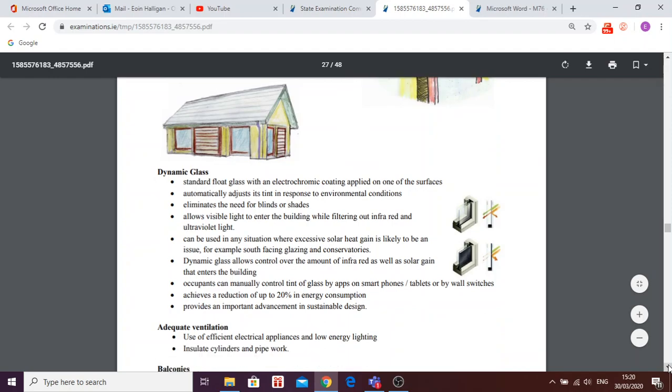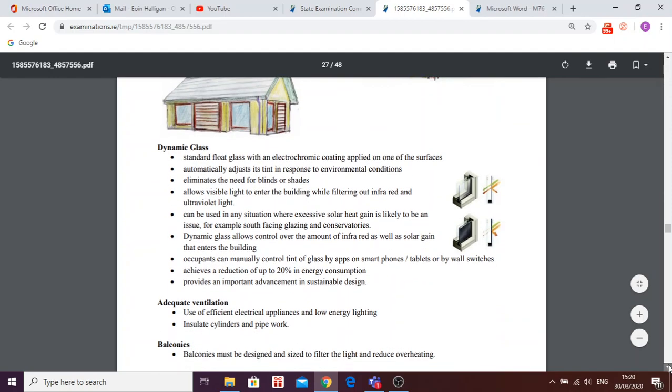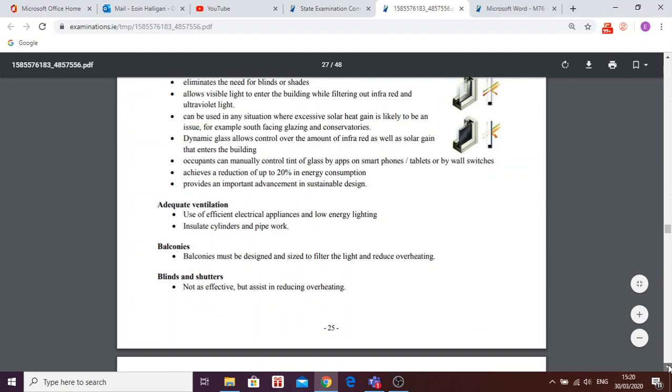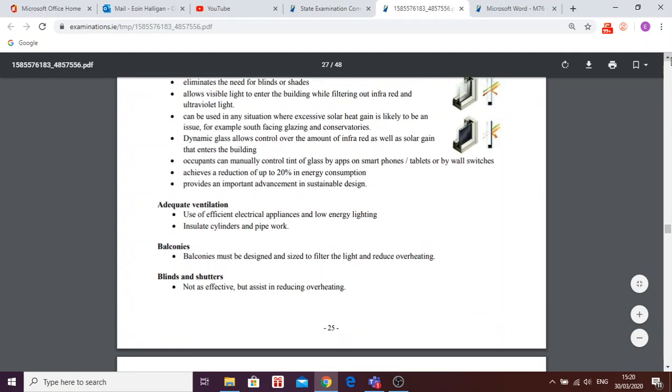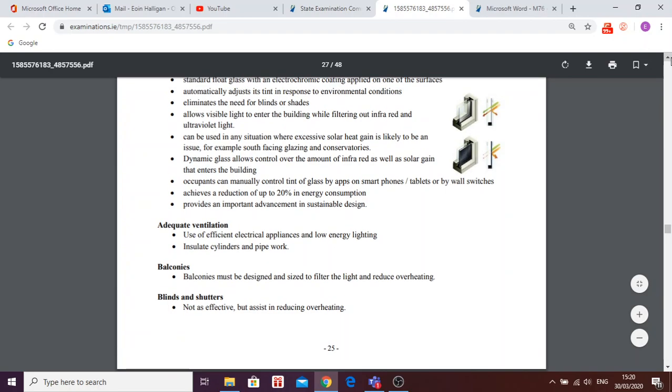Okay, dynamic glass, stuff like that. Adequate ventilation, fine. Blinds and shutters, fine. Balconies, fine. Not always possible. Okay, so those are a few bullet points that you could add in order to explain why a house might be overheating during the summer and how you can stop that, right?